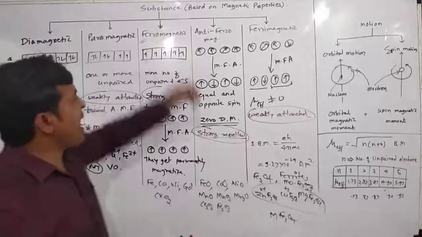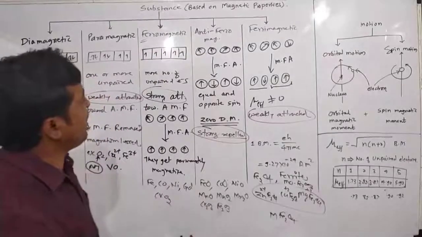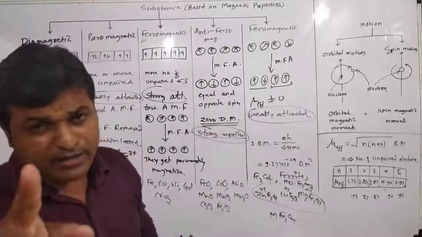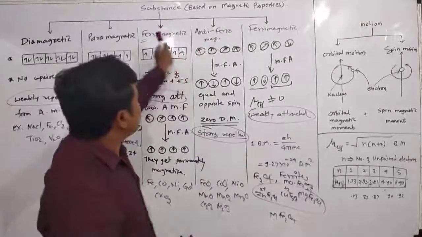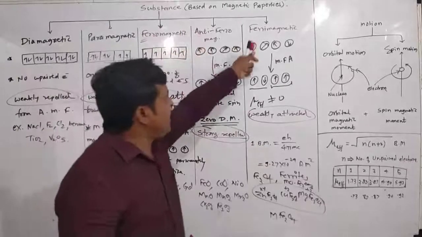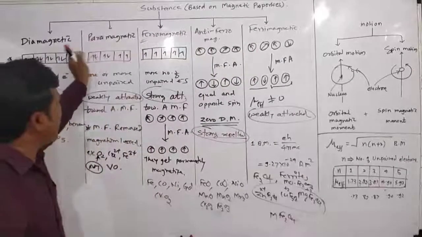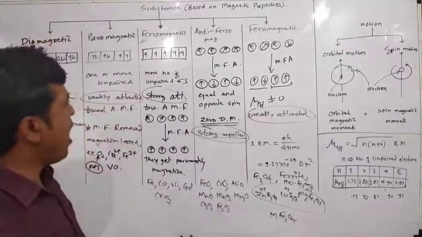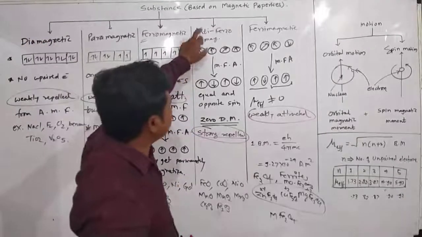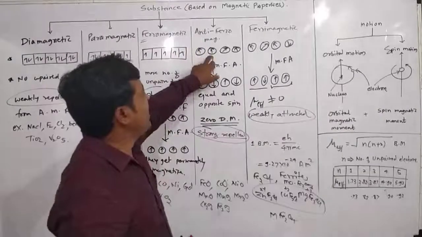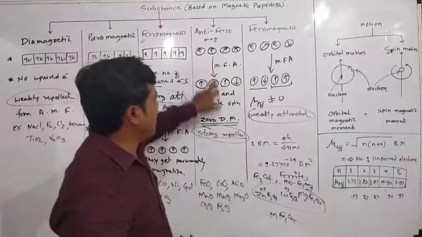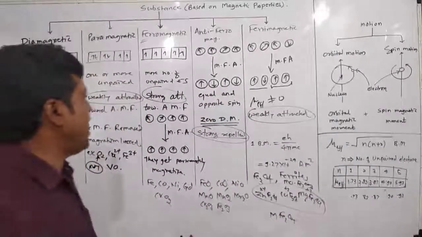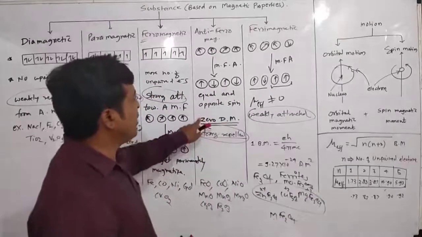What about antiferromagnetic substances? Antiferromagnetic substances also have unpaired electrons. Remember the point: ferromagnetic, antiferromagnetic, ferrimagnetic and paramagnetic, all these substances have unpaired electrons. In antiferromagnetic substances, once a magnetic field is applied, the domains are in opposite directions, they cancel out each other, and the net dipole moment is zero.